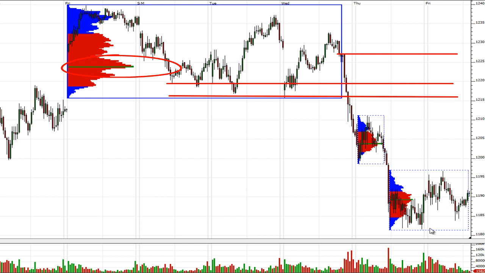All right, so now we think, first, if the market were to come and retest this area, okay, this previous balance, the first thing we would be thinking is that sellers should be active here again.